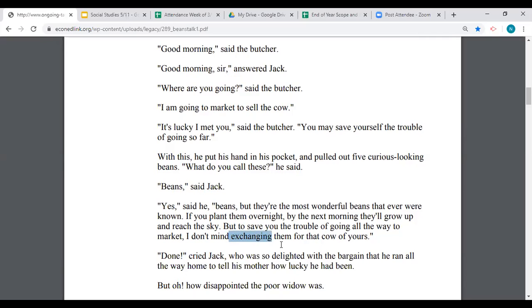So think about this question. What is the butcher asking Jack to do? You're right. He's asking Jack to exchange his cow for the beans. What kind of trade would this be? Would it just be a regular exchange, or could it be a barter? You're right, it could be a barter. However, do you think this exchange or barter is fair? Would getting beans be something good for Jack and his mother? Think about these questions as we read.